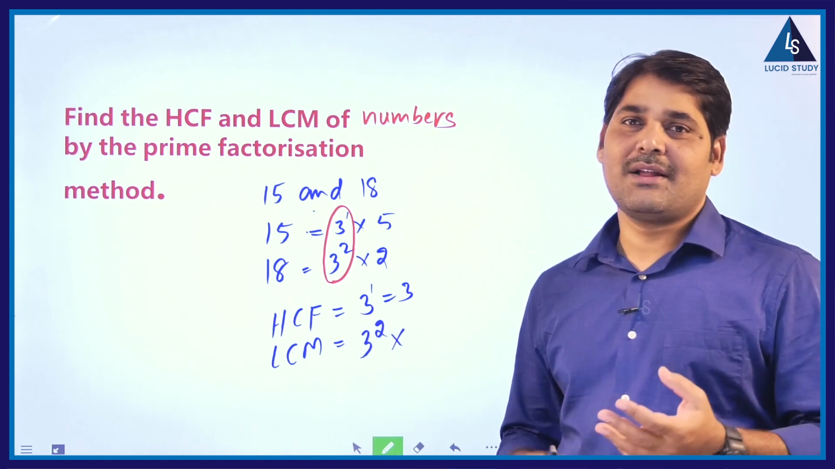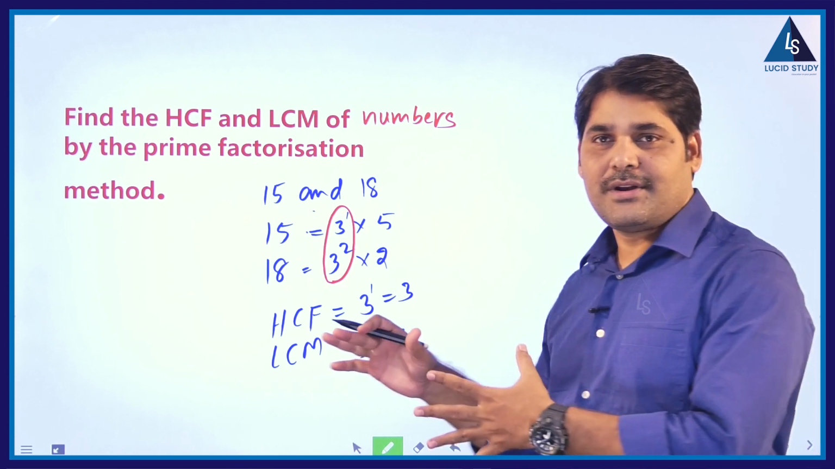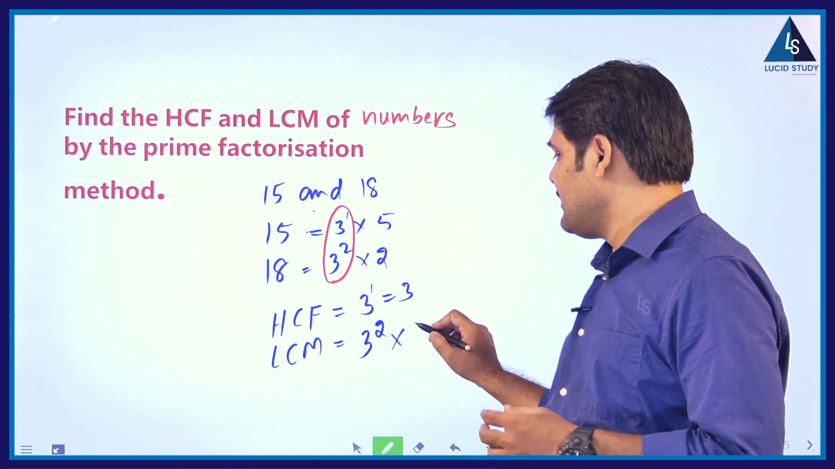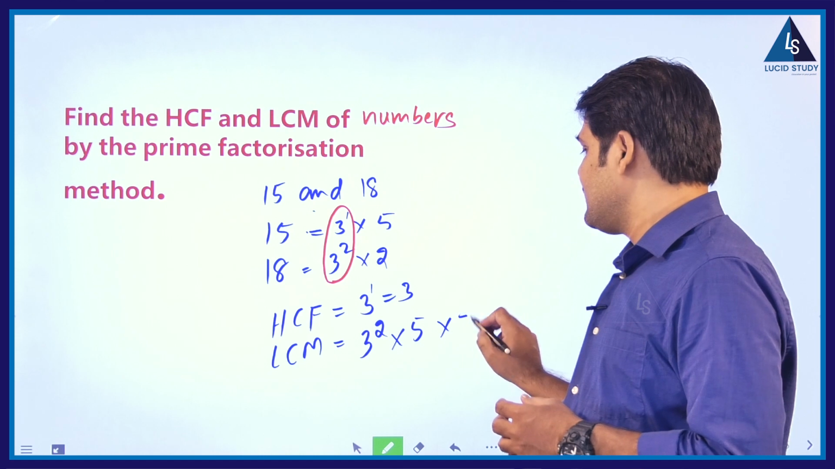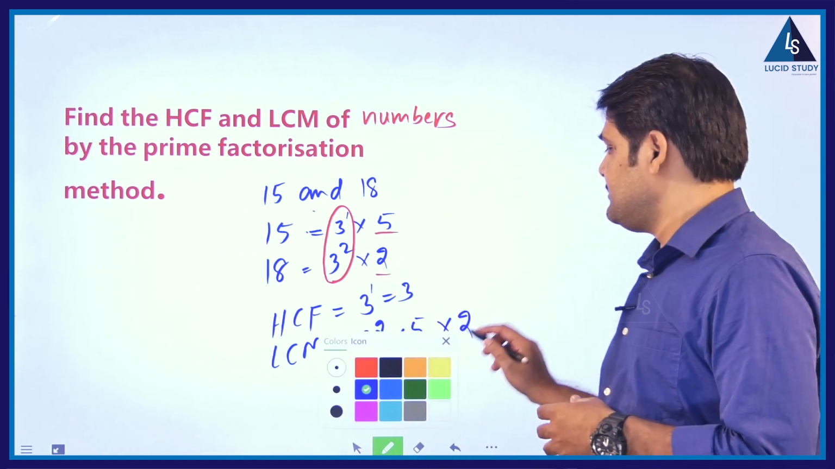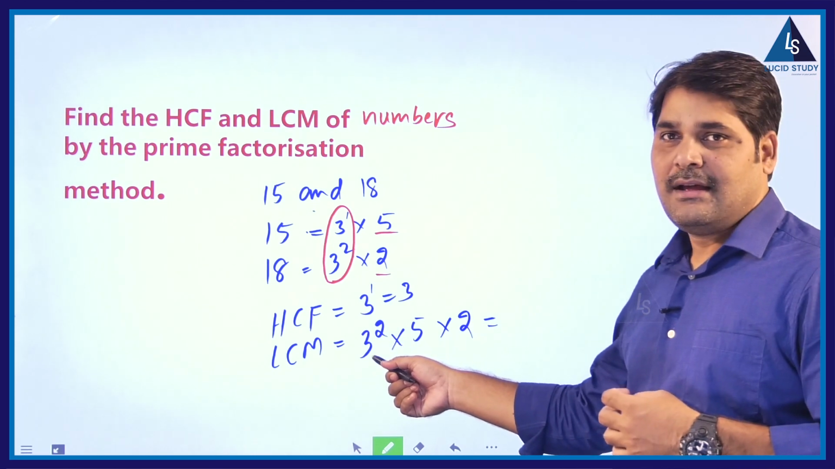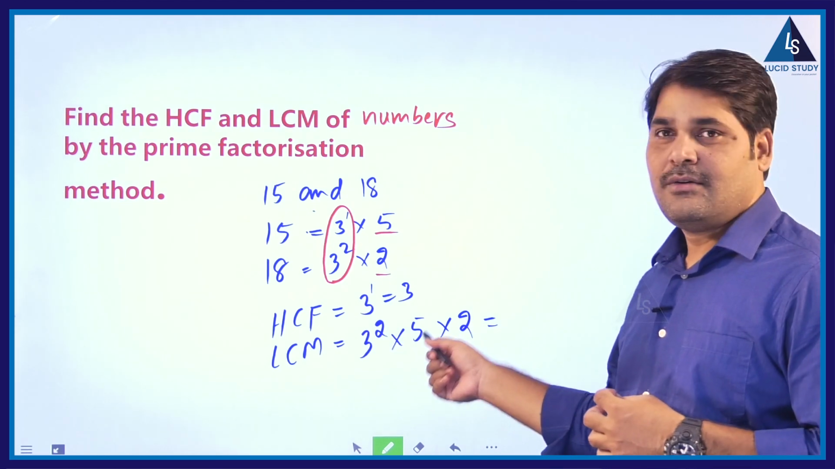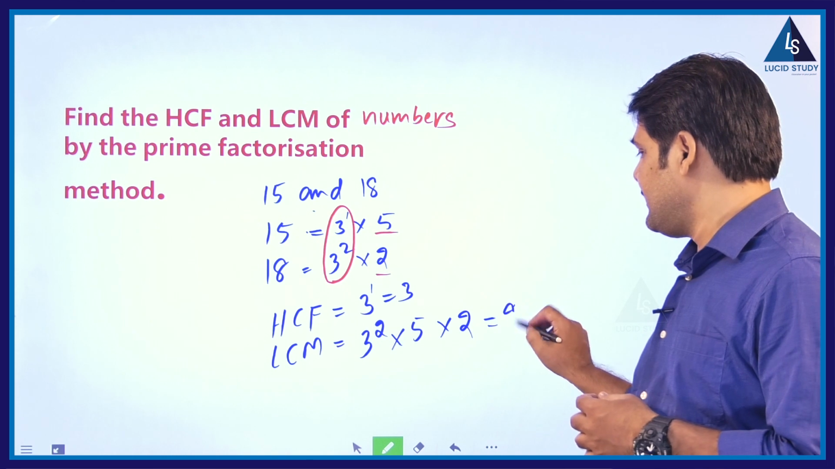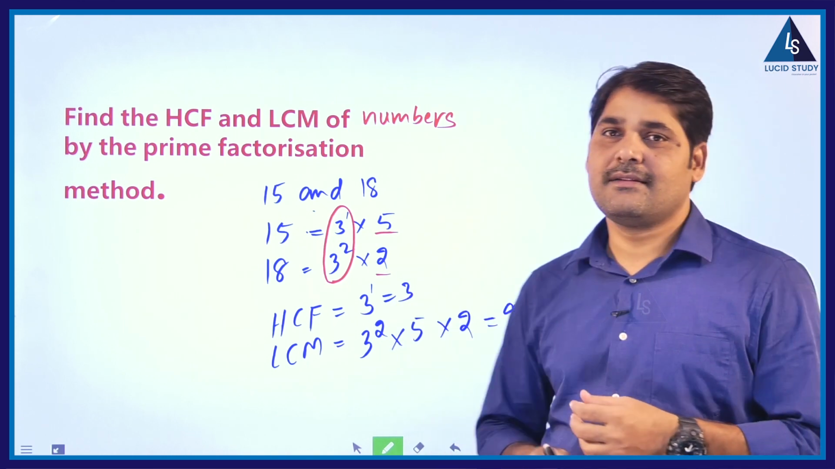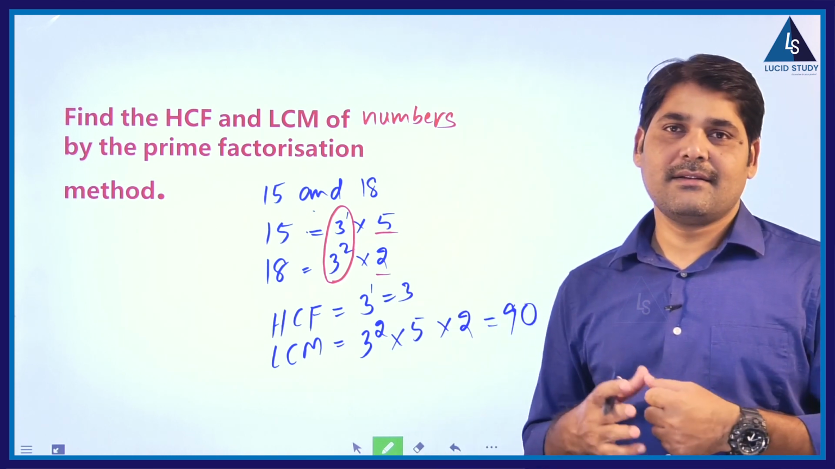Apart from that, whatever non-common things are there, we need to consider all of them. What are the non-common things here? 5 and 2. So what is the LCM now? 3 squared is 9. 9 into 5 is 45, 45 into 2 is 90. So HCF and LCM we can find by this method.